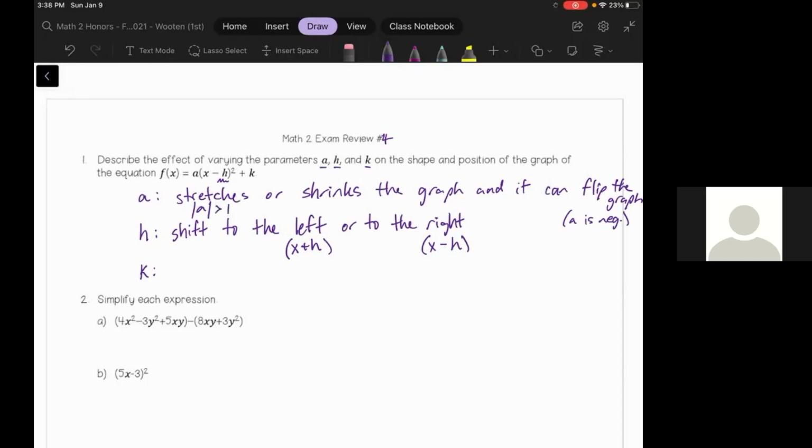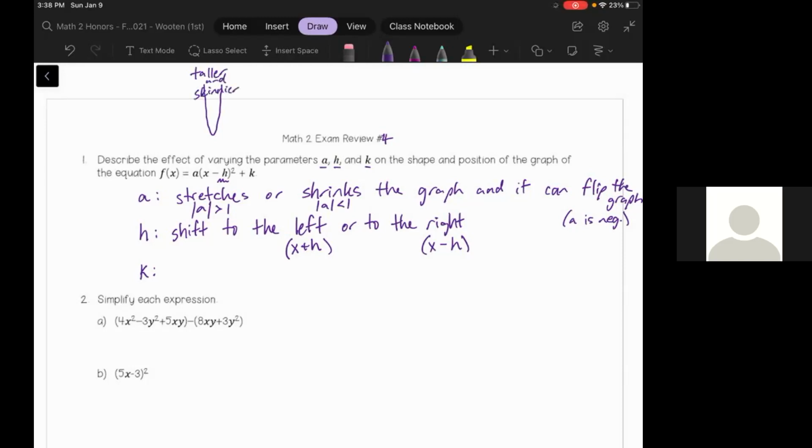If the absolute value, ignoring the positive or negative, is bigger than 1, then it's going to stretch. It's going to be that many times taller. Or if the absolute value of that number is less than 1, so if it's like a fraction or decimal, something between 0 and 1, then that's where it shrinks the graph. And just to be clear, when the graph stretches, that means it looks taller and skinnier.